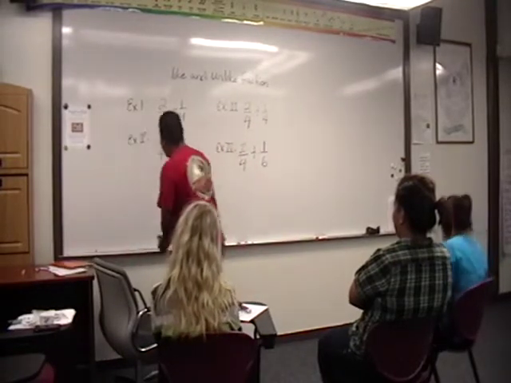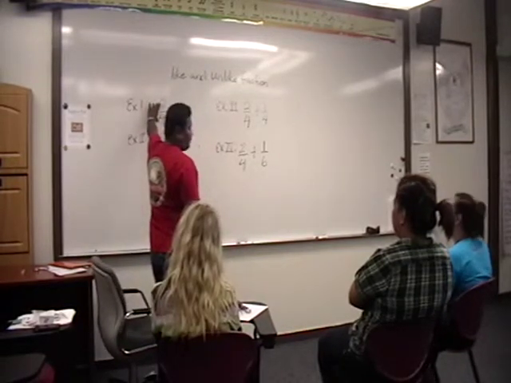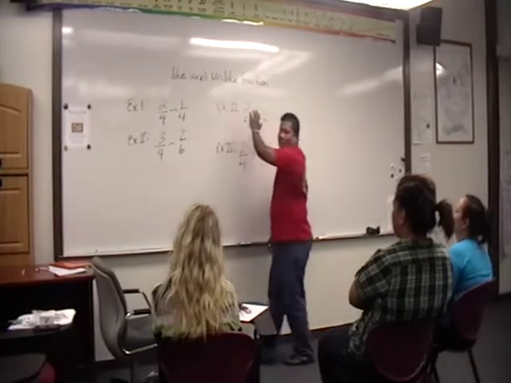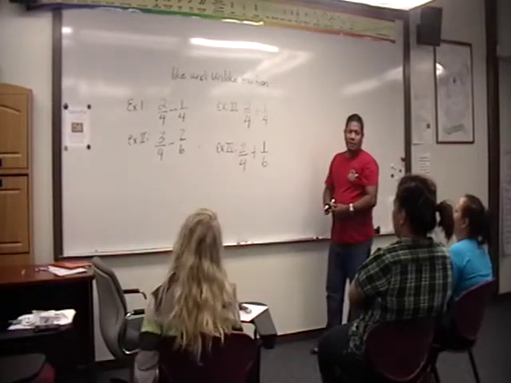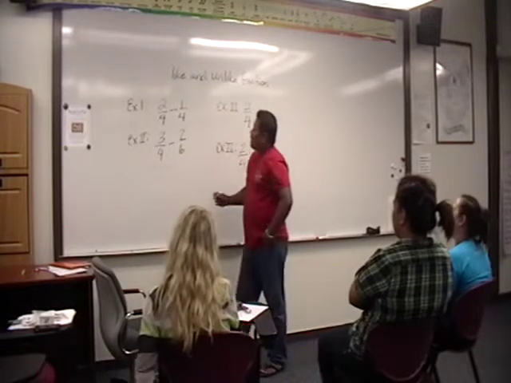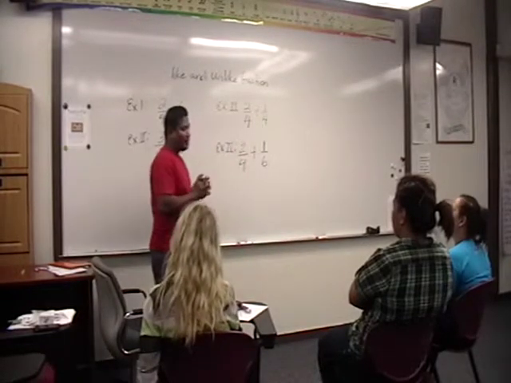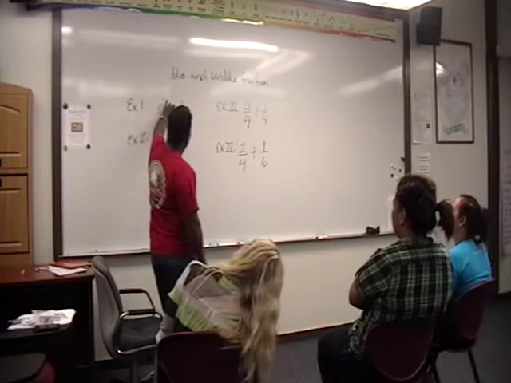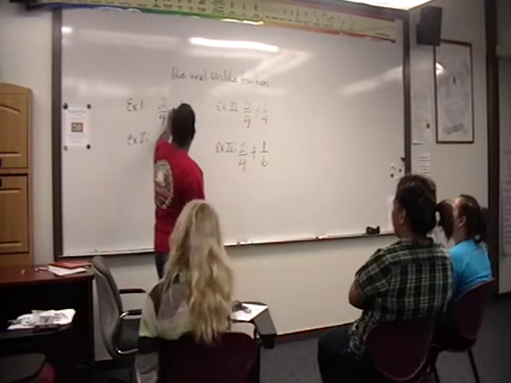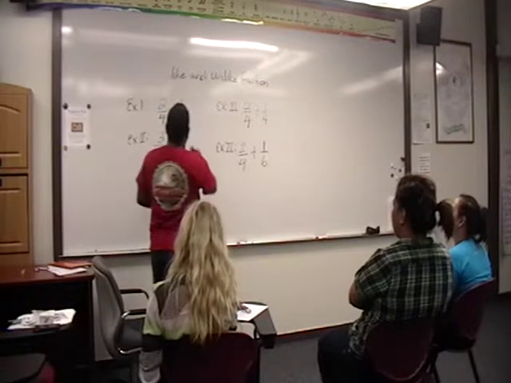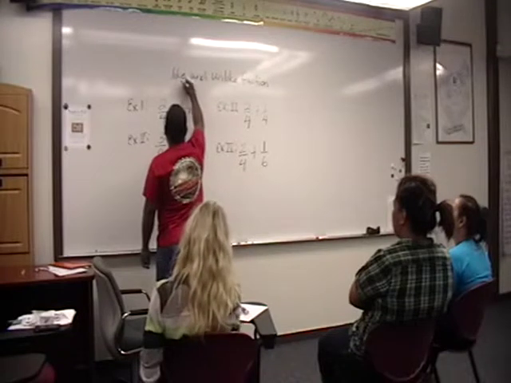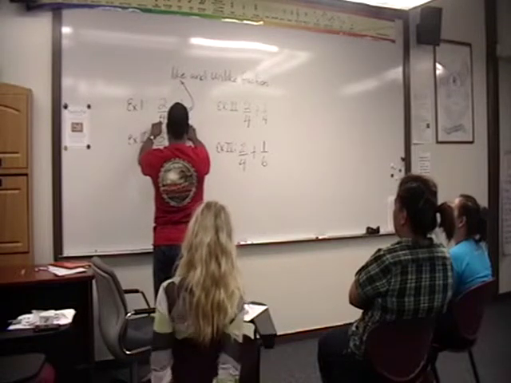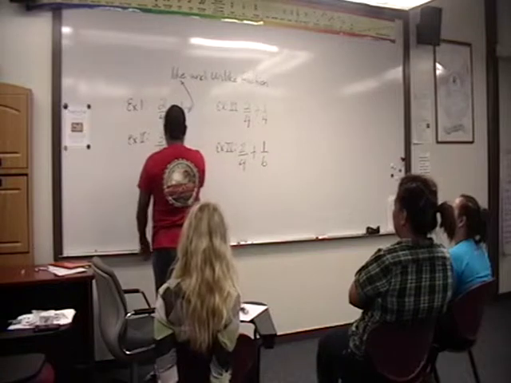Okay, is 2 over 4 minus 1 over 4 a like or unlike fraction? Teacher, what is like and unlike? Like, for example 1, 2 over 4 minus 1 over 4: these denominators are the same, 4 and 4. That means it is a like fraction. An unlike fraction is the opposite.